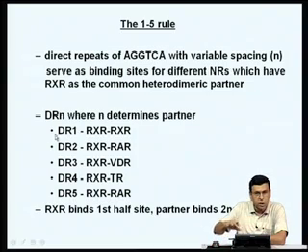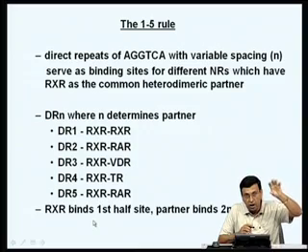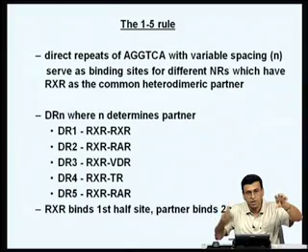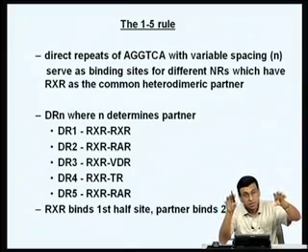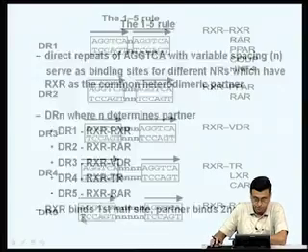And in all these heterodimeric bindings, the RXR binds to the first half site, or the 5' half site, and the partner, whether it is thyroid hormone receptor, vitamin D receptor, or RAR, binds to the 3' half site, and that is how they bind and then activate transcription.